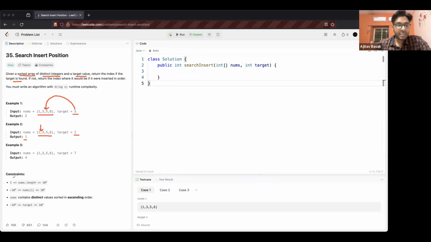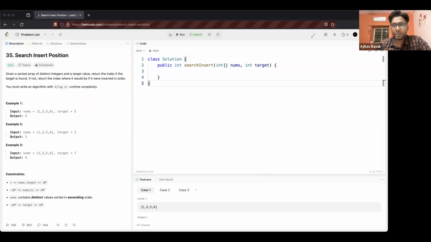In the constraints, we have the limitations of the number and the length, and it is also mentioned that they are sorted in ascending order. With this information and the information on the editor, we will be provided with the number array called nums. We would also be provided with the target value in integer form, and we have to return int. Now, the most important part of the question here is we have to find this in O log N time complexity. With all this information in the question, let's try to solve this.